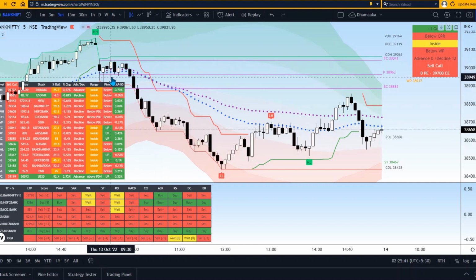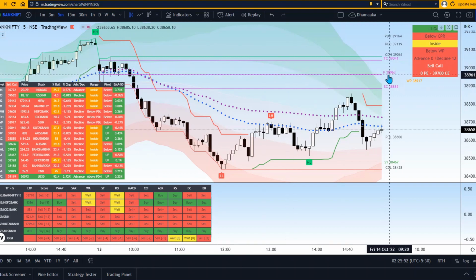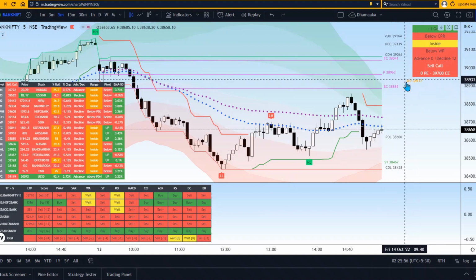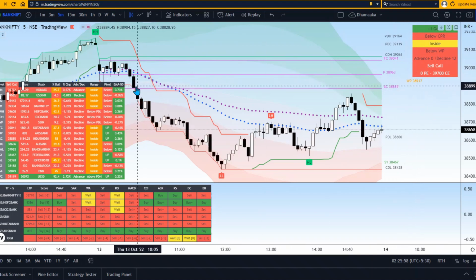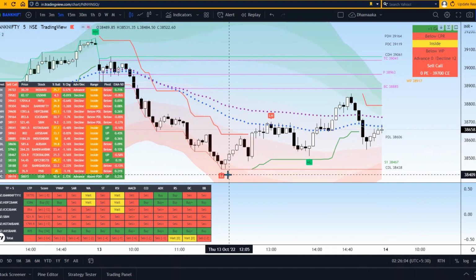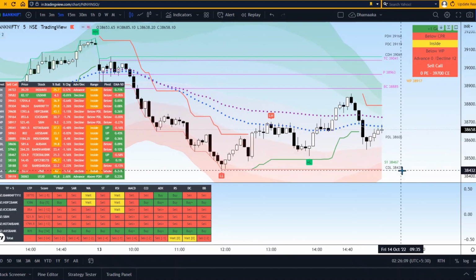So as you can see, the day started with a very sideways market, Bank Nifty being sideways, and later on it broke down the CPR level, the pivot level around 38,963, and also broke down the 38,917 weekly pivot levels. And then, as you can see, the newer lows were in the making, and it kept on falling, where it made a lower low, and the day lows were around 38,438.